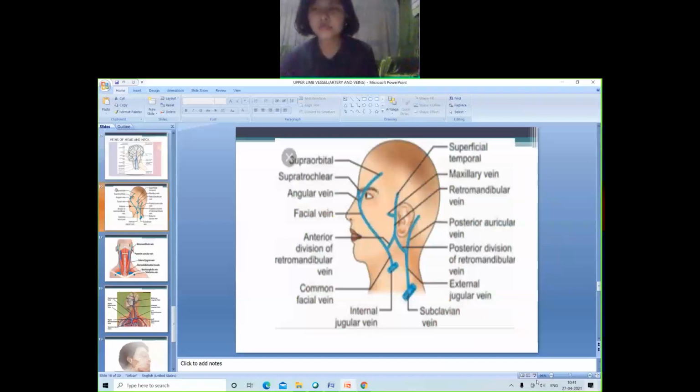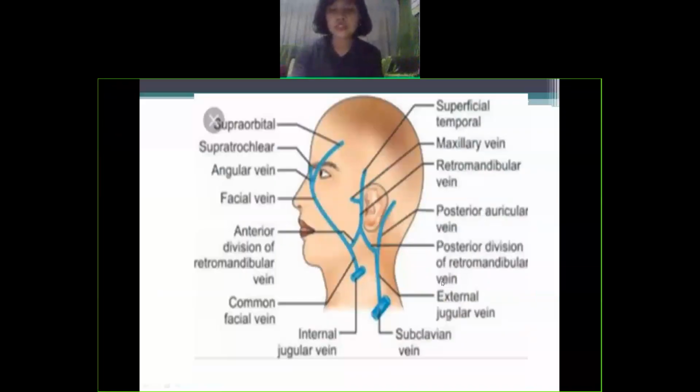Okay. Next is this. These veins mostly you will find in your face portion. So first, let's see the supratrochlear vein. This is the supratrochlear vein, this one. So from where does the supratrochlear vein begin? It begins on the forehead. This is your forehead, right?